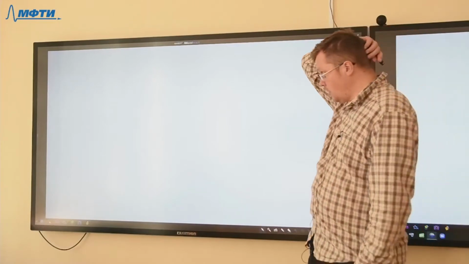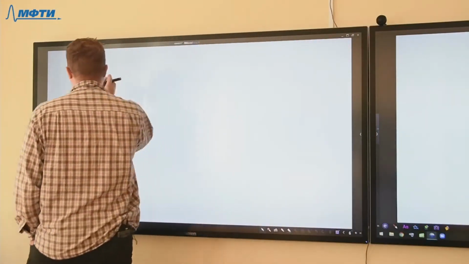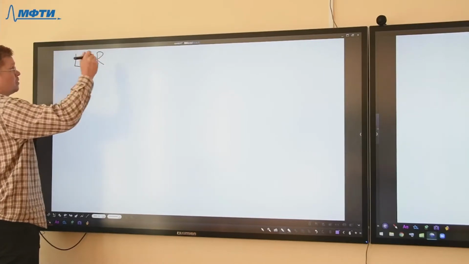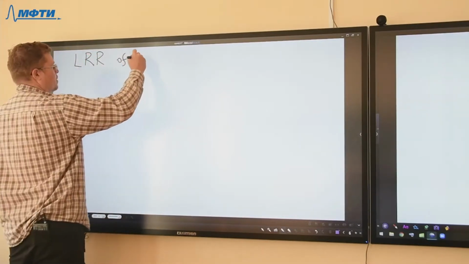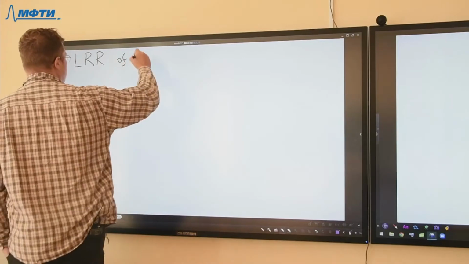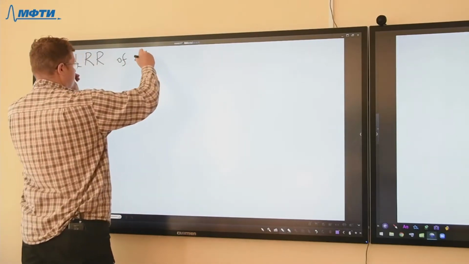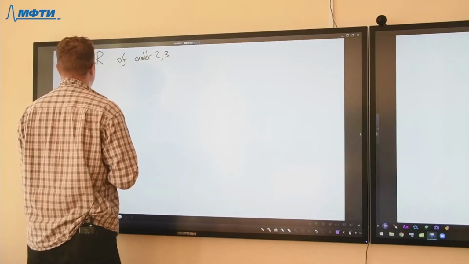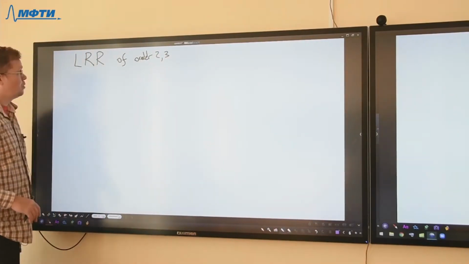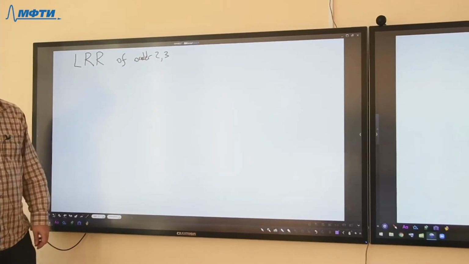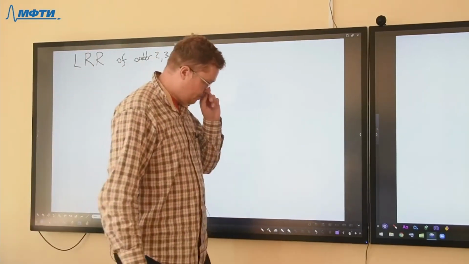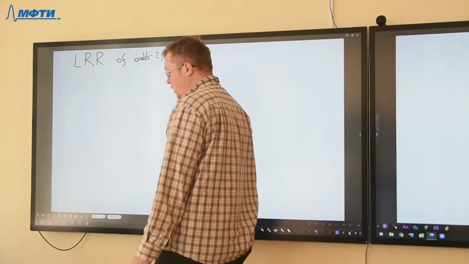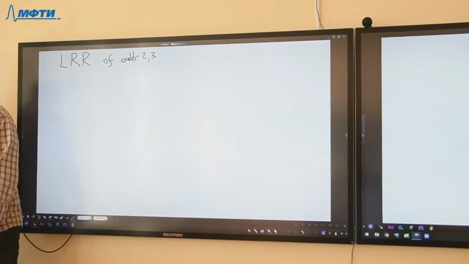Last time we discussed linear recurrences of order 2, 3, and what we need to do if we have non-homogeneous elements in this relation. And today I want to start with another type of recurrences.